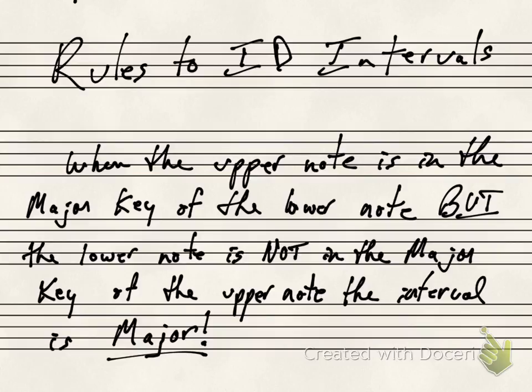There's actually 5 rules. And by the way, on the test, again, this is going to be word for word. You have to know the stuff word for word. And here's the definition. And this is all typed out neat for you. It's on Blackboard. If you look for the rules to identify intervals, you'll see a really nice little document I put together with a series of questions you can ask yourself. You've seen it already, Roberto. Okay? When the upper note is in the major key of the lower note, but the lower note is not in the major key of the upper note, we say the interval is major.